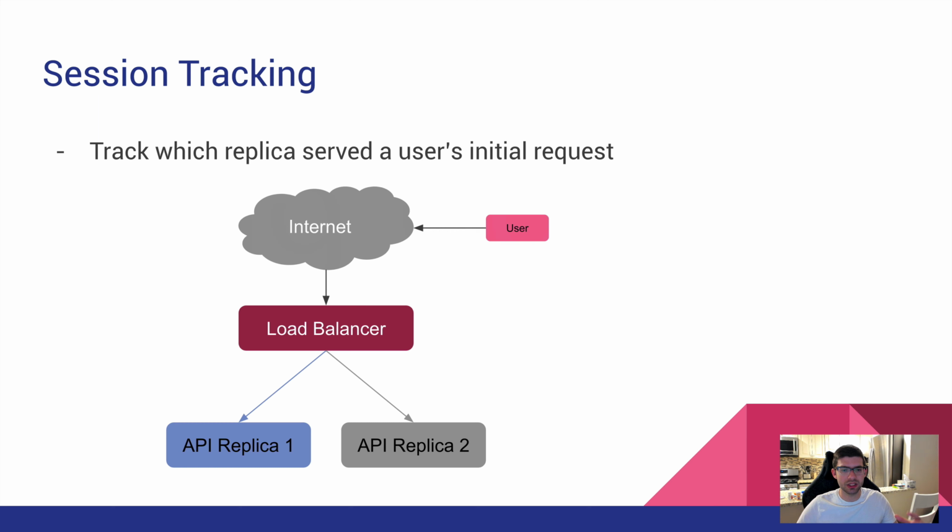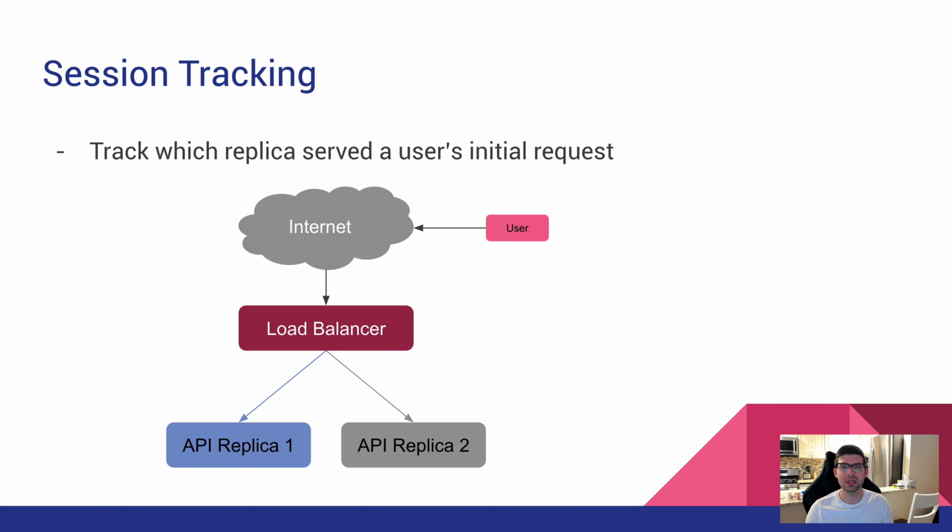Let's talk about something else. Let's talk about session tracking. This is pretty important because let's say that you had an API where the user needed to log in, right? So they log in on the front end, and a specific replica, let's say it's replica 1, is the one that serves that request to recognize that that user is now logged in.